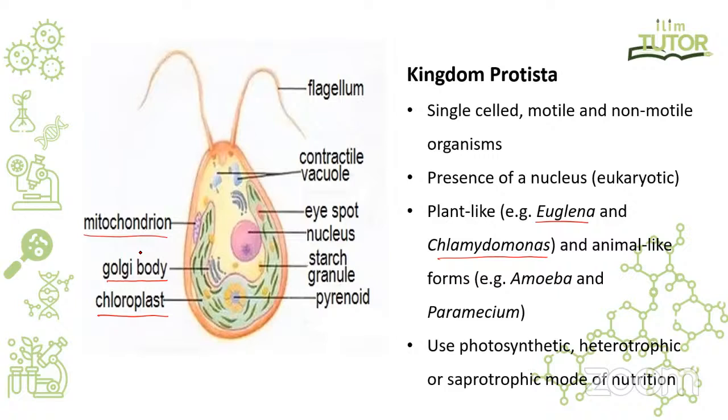which shows that the members of the kingdom Protista are a bit more advanced than the members of the kingdom Monera. All right. So 1, they are eukaryotic. 2, they have a nucleus. 3, they have membrane-bound organelles. 4, they are single celled. They are only made up of one cell. So we can refer to them as unicellular. And then 5, we do have some of them that have plant-like properties and others that have animal-like properties.